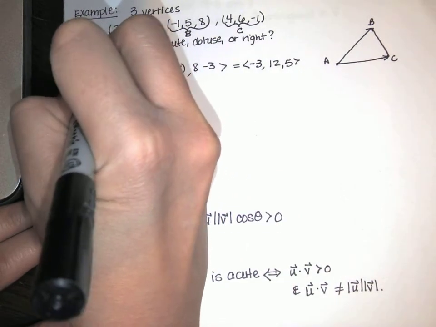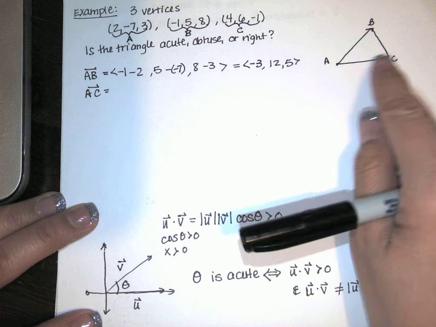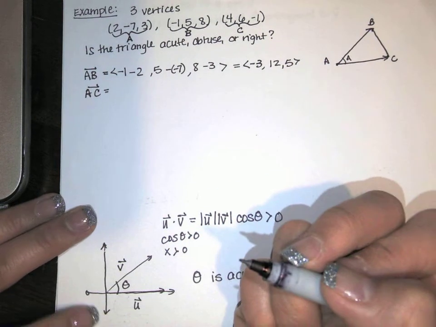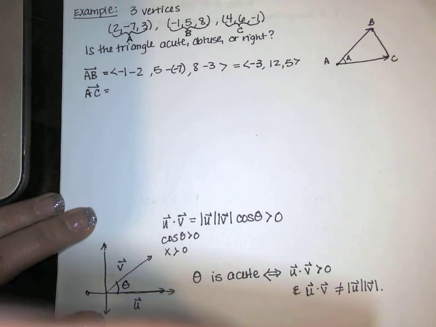Now I want to look at AC. Notice they both start at the same point. That's important. In order to find the angle between them, they have to have the same initial point. So that's my angle A. I'm going to label the point A and the angle with the same letter.